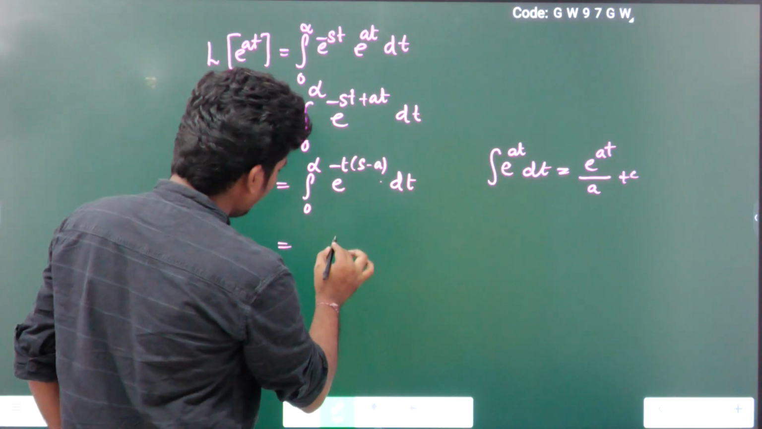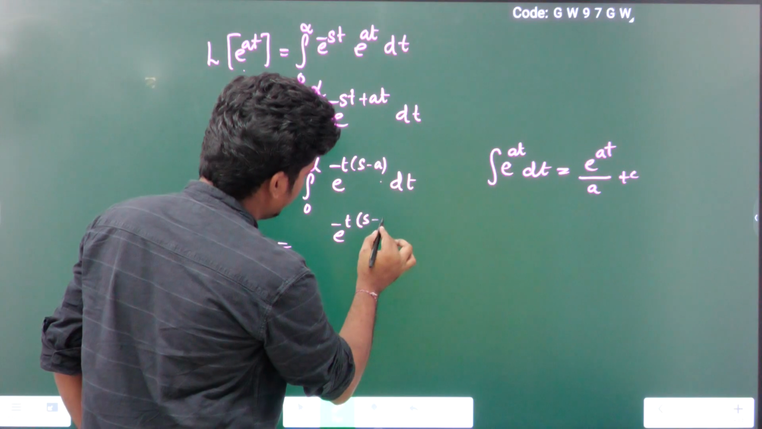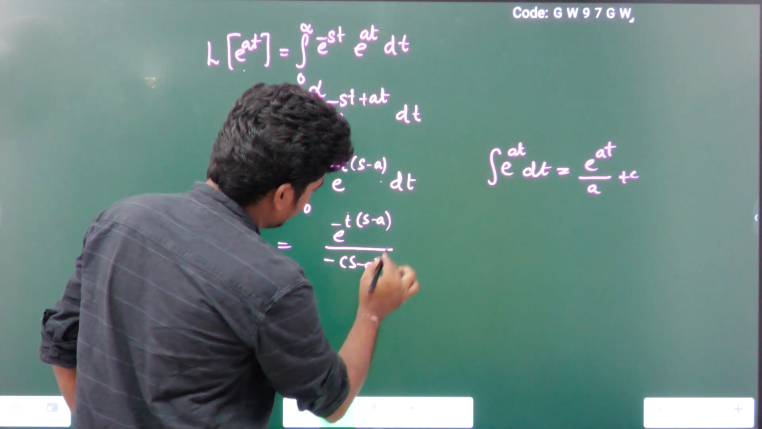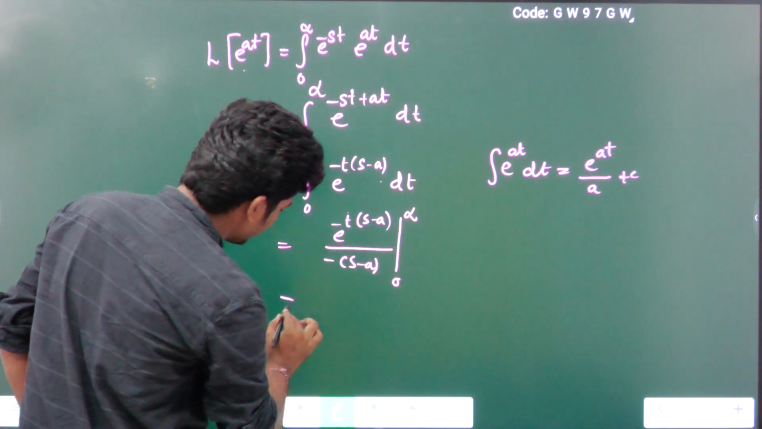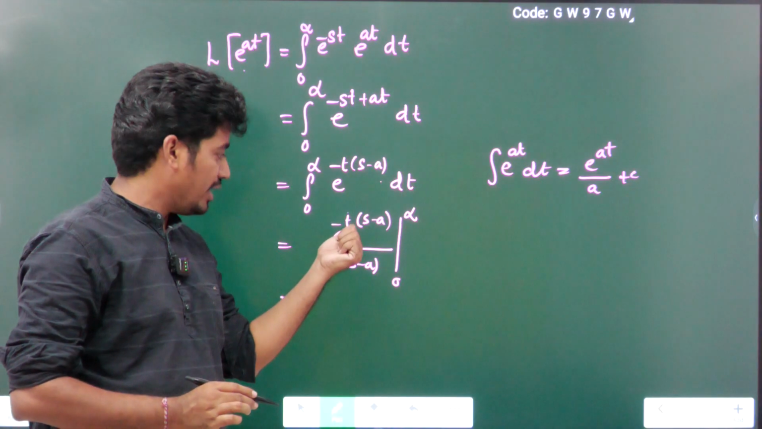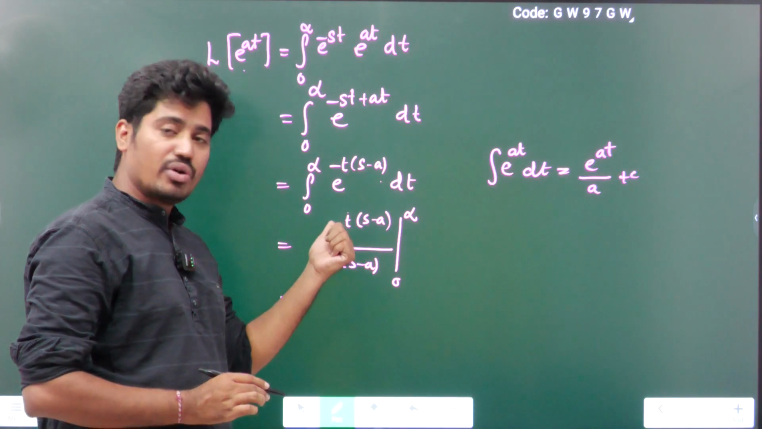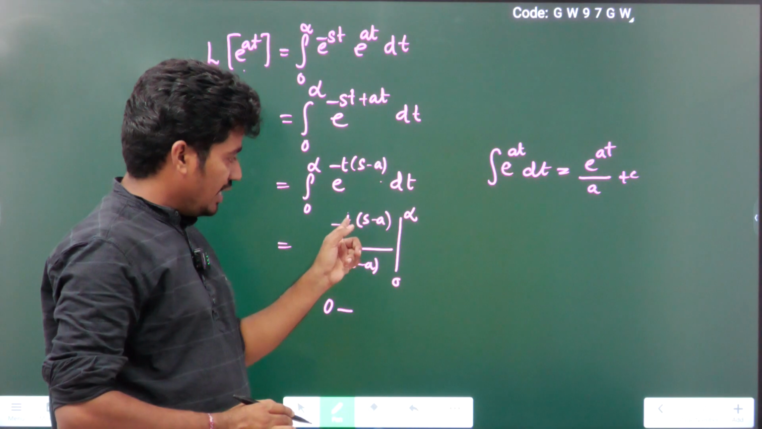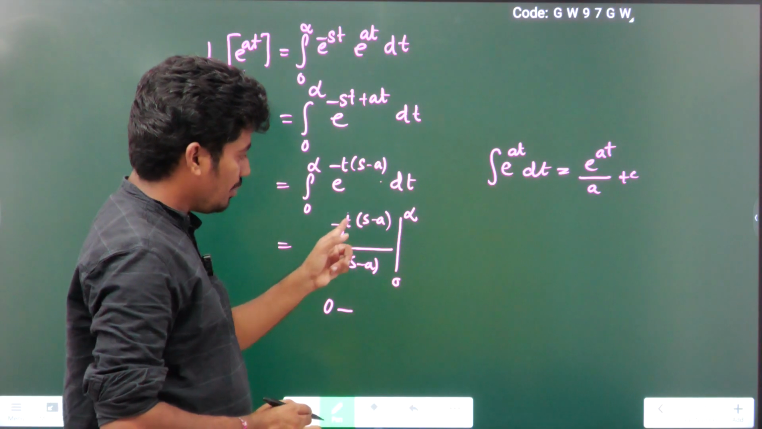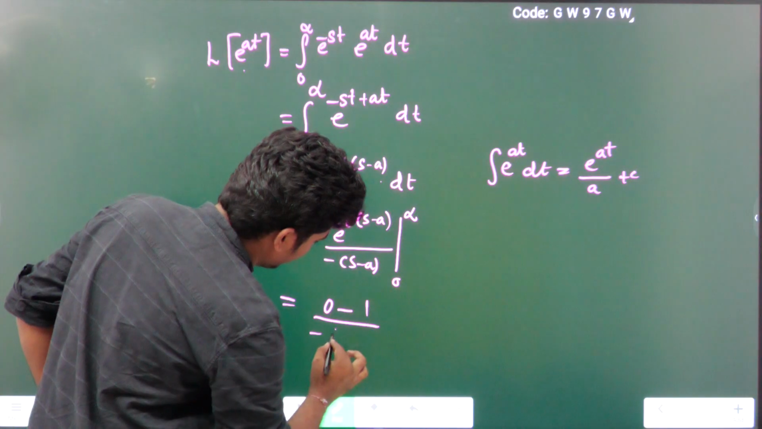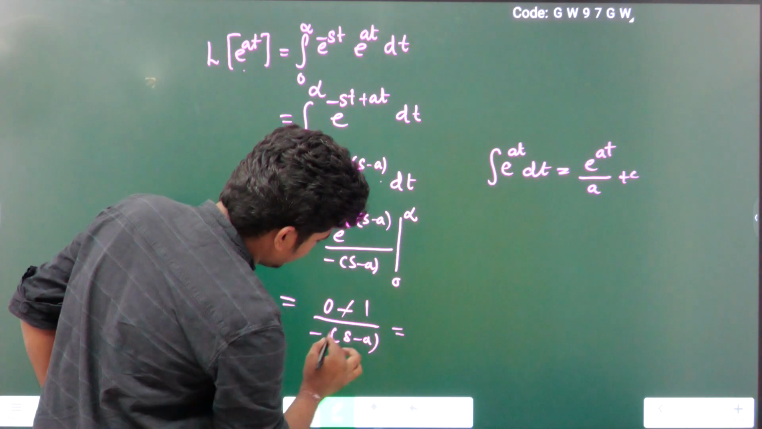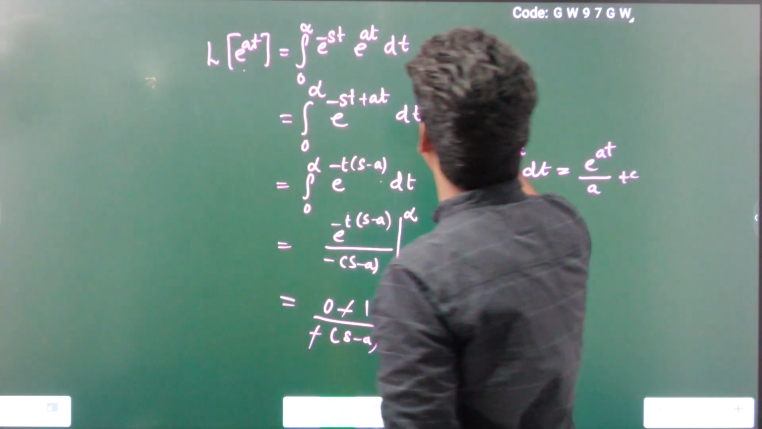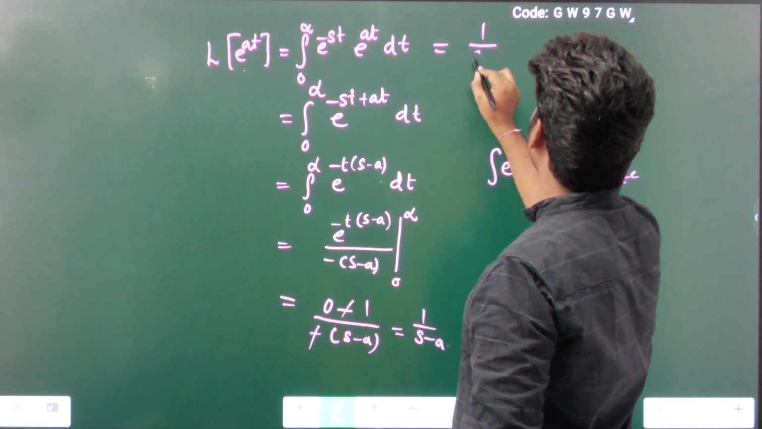Similarly, here e power of minus s minus a into t, divided by the coefficient of t, which is minus of s minus a, from 0 to infinity. If I substitute the upper limit infinity, e power minus infinity is 0, minus e power 0, which is 1, divided by minus of s minus a. Here minus 1 and the minus cancel, giving 1 by s minus a. So the Laplace transformation of e power at is 1 by s minus a.